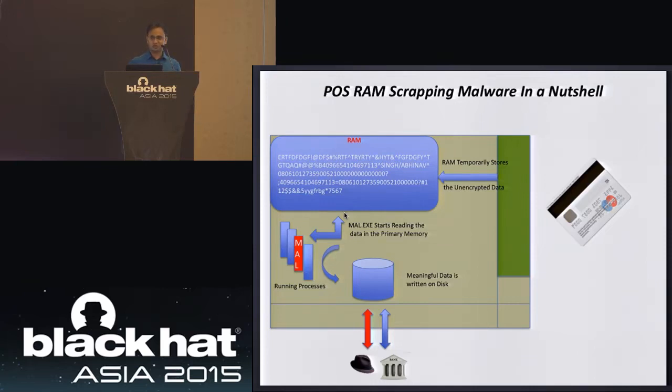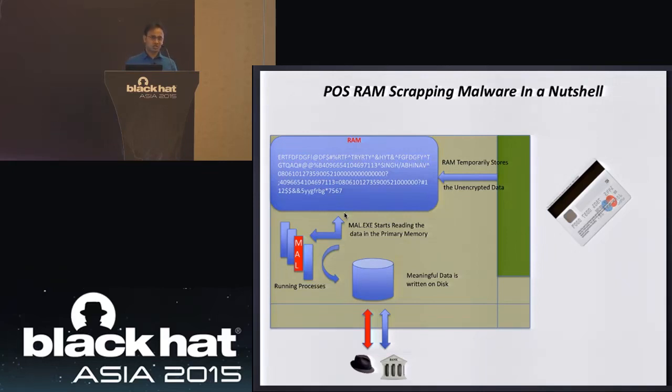So what happens when you hand over your card to the merchant? He swipes the card onto his point of sale device. What happens in the background is that the unencrypted data from the POS terminal is copied into its random access memory, or its primary memory, for some short period of time. The main memory of the point of sale terminal might have different things loaded into it. There might be various kinds of processes running in the memory.